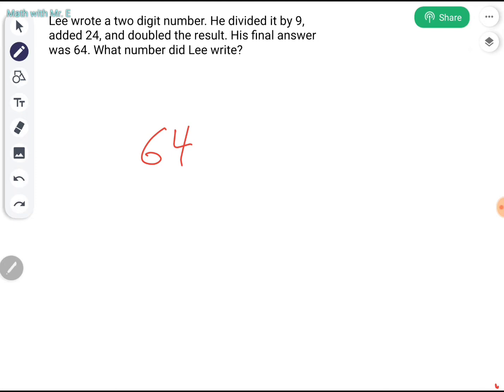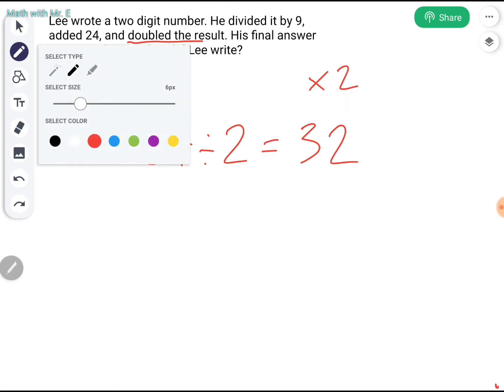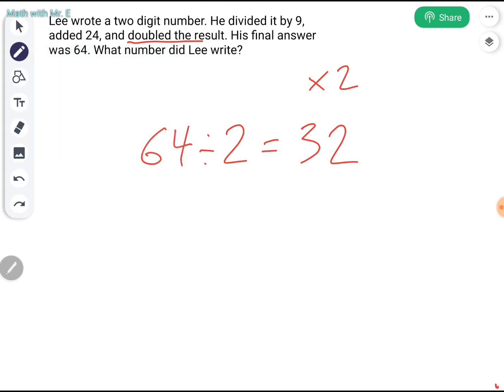And the last thing before that was that the number was doubled. So double, which means to multiply by 2, the opposite of that, since we're working backward, would be to divide by 2. So we can do 64 divided by 2, which equals 32. Then, the step right before that, they added 24. And the opposite of adding 24 is subtracting 24. So we can subtract 24 from 32, and we get 8.